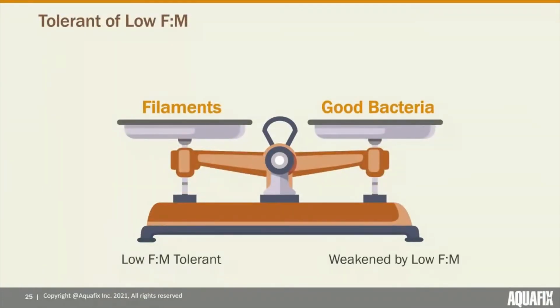The next thing, filaments are tolerant of low F to M conditions. Generally speaking, filaments tend to thrive in low F to M conditions because they tend to use more specialized food substrates, which are maybe harder to degrade for other bacteria present in the system. We also have some specific organisms that are filaments, which are known for low F to M conditions as well. The other thing to note, generally speaking, when you have low F to M conditions, you're effectively increasing your microbial sludge age, which we've already talked about increases the prevalence of filaments.